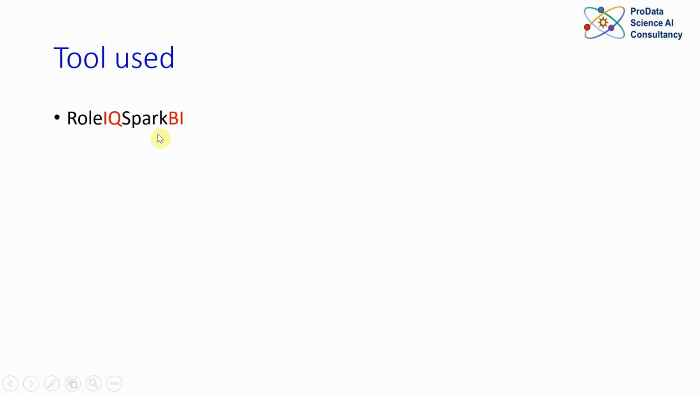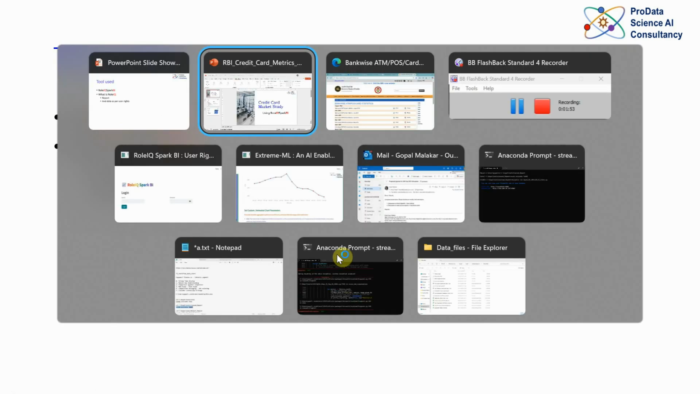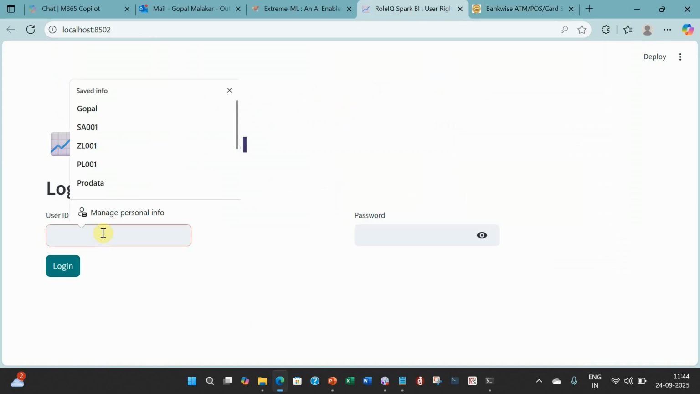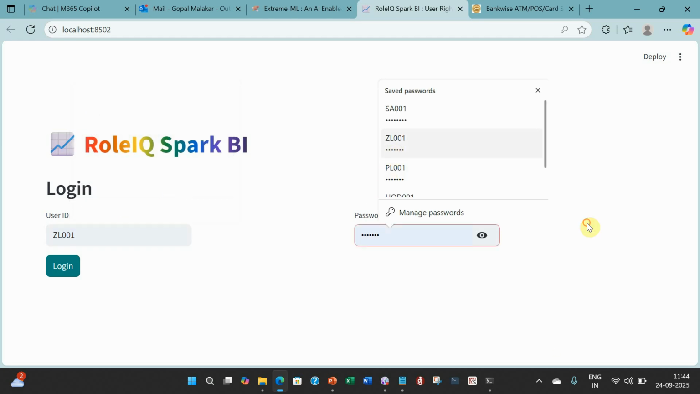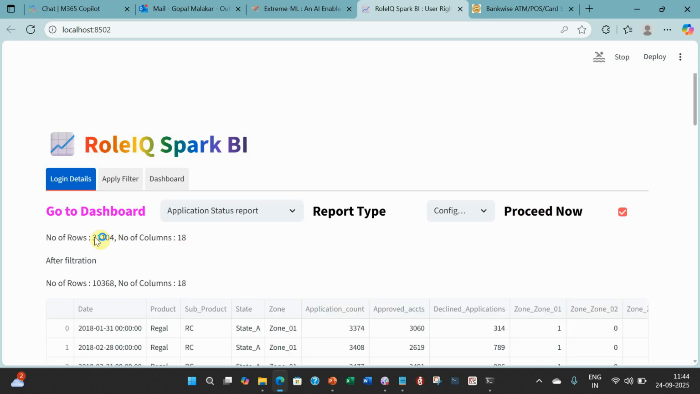So let me explain what the Role IQ part is. Role IQ essentially means that what report and what data you see will be as per the user rights. In other BI systems also you can do it, but we have realized that no matter how many times people do it, because you are giving access user over user, one mistake and your whole policy goes for a toss. Right now I've entered as a zone leader, and you can see only these two reports. If I proceed with these two reports, you will see it is automatically putting a filter. You're just seeing the zone 1 data here.